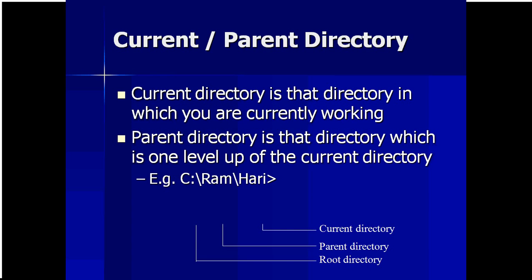Now the next is the current and parent directory. Current directory means the one in which you are currently working, the present working directory. And the parent directory is the directory which is one level up from the current directory. For example, C drive, slash ram and Harry. The current directory is Harry, and the root directory is the C drive, which is your main directory. And the parent directory is ram.